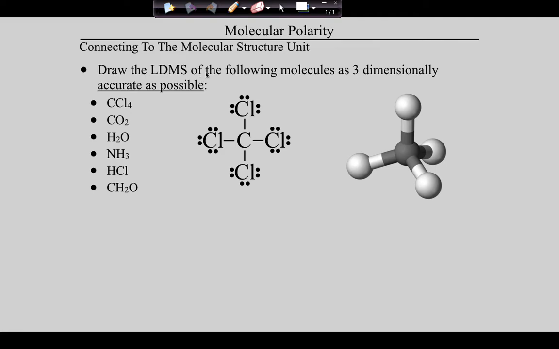Say again? No, you don't. But Lauren, the thing that you've got to be able to connect in your brain is this actually looks like that. Okay. You guys good?